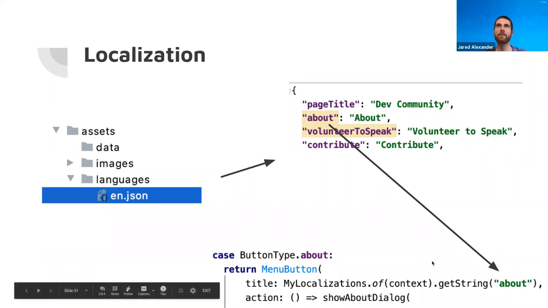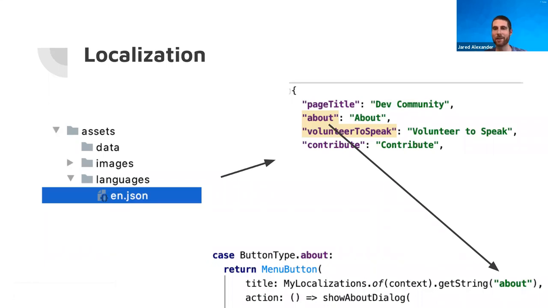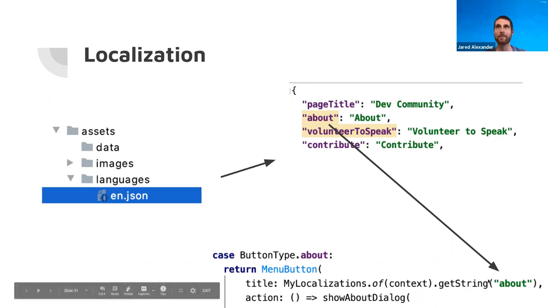I've seen some third-party plugins that get rid of the stringly typed accessing of translated strings. I haven't played with it or incorporated it yet, but that is on my list because I don't like the idea of potentially having a typo here and then ending up with a bad string.